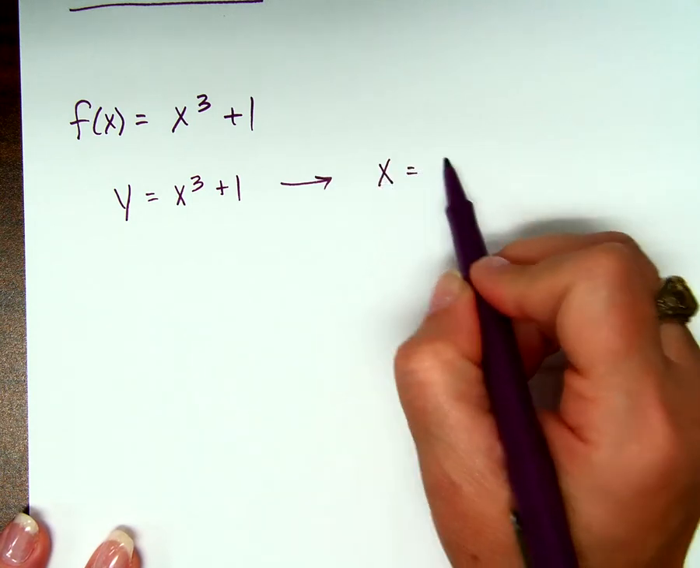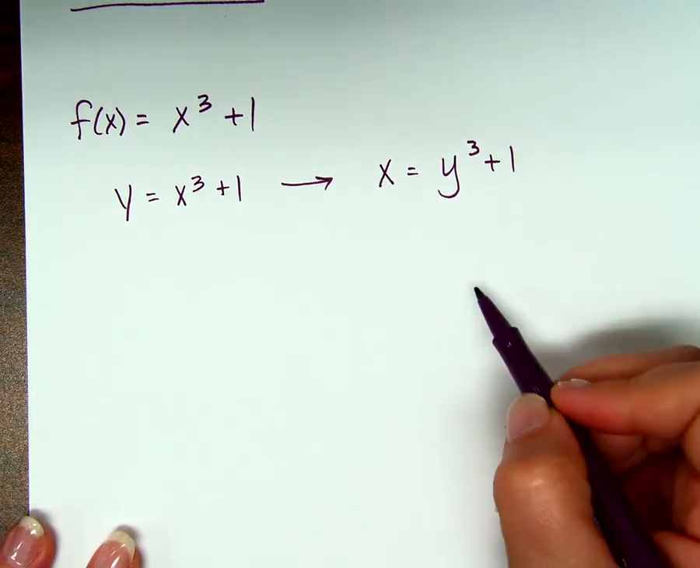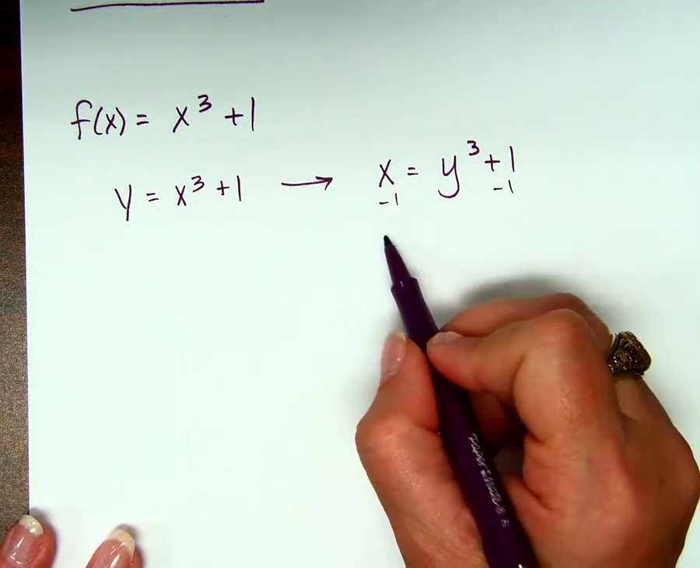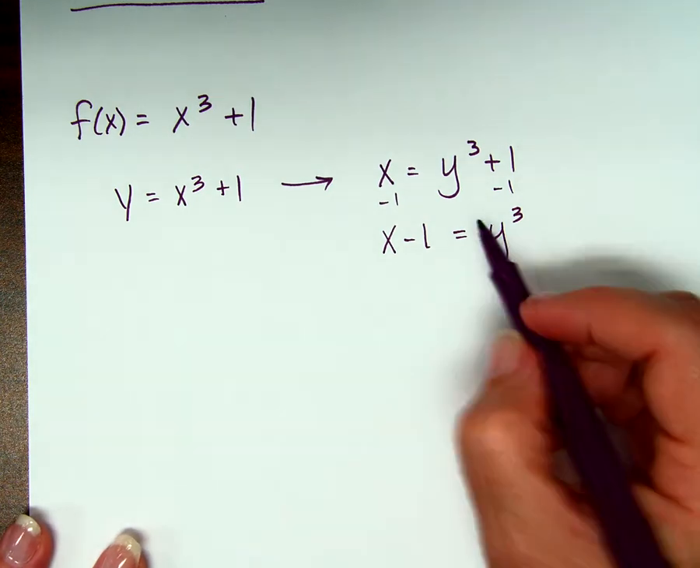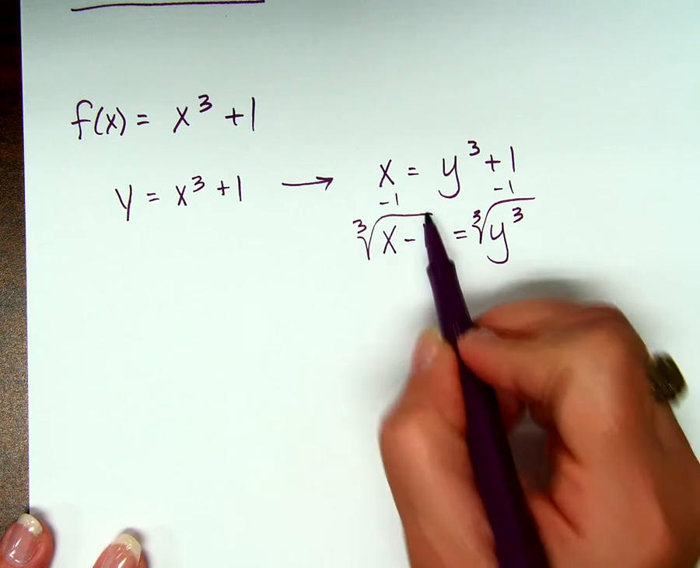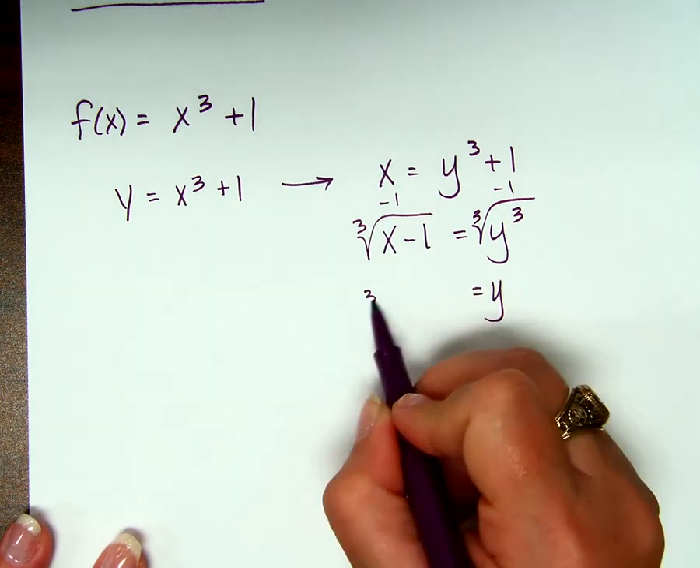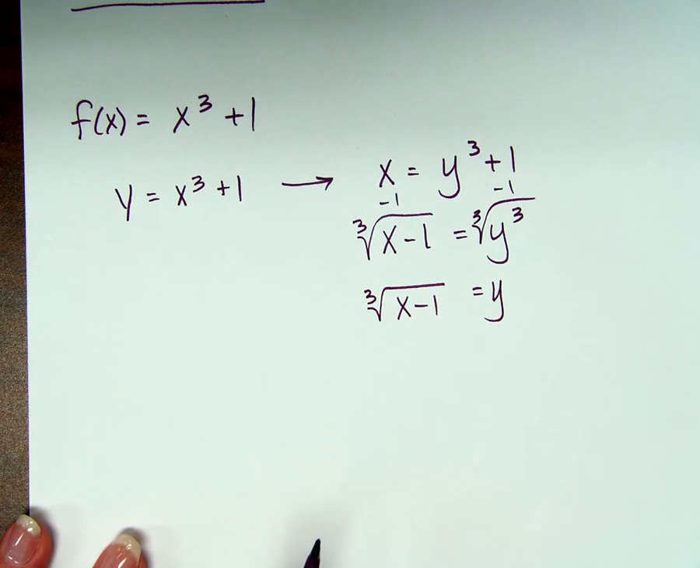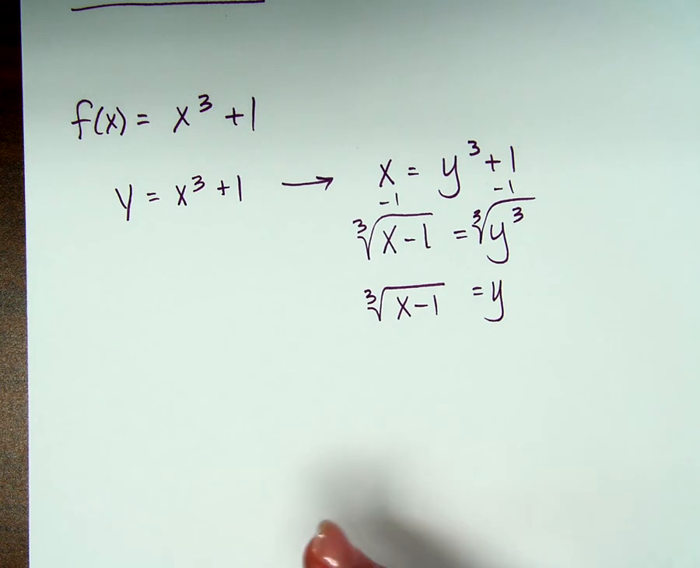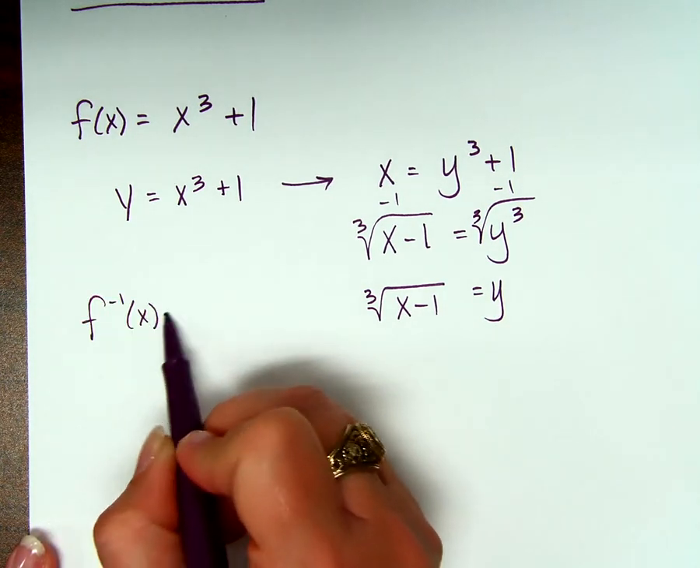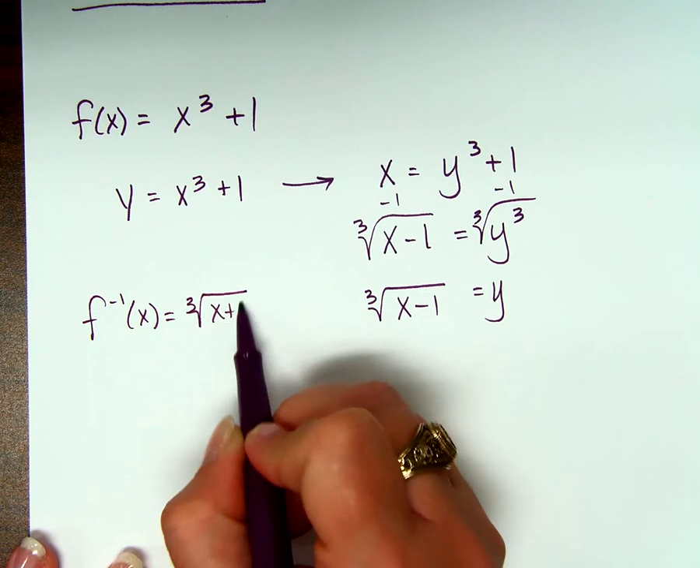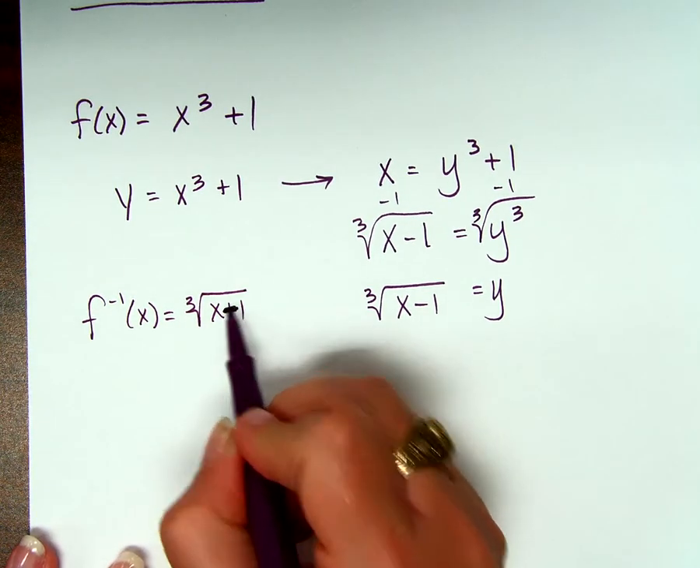So x equals y cubed plus 1. Subtract 1 from both sides. x minus 1 equals y cubed. How do I get y by itself? Cube root. y equals the cube root of x minus 1. And then go backwards. f negative 1 of x equals the cube root of x plus 1. I mean minus. Pretend that's a minus.